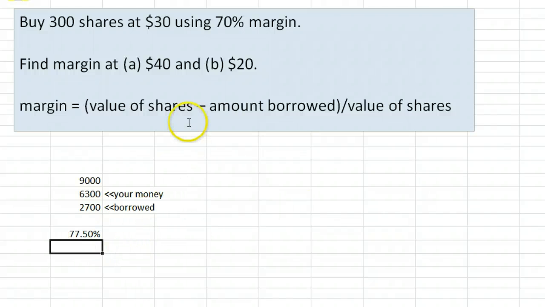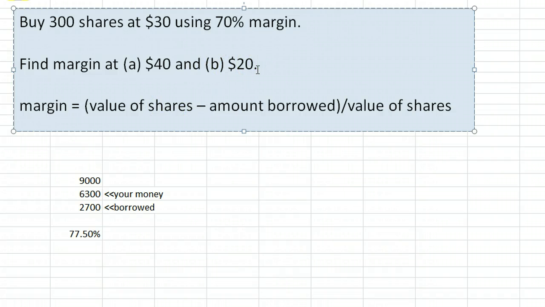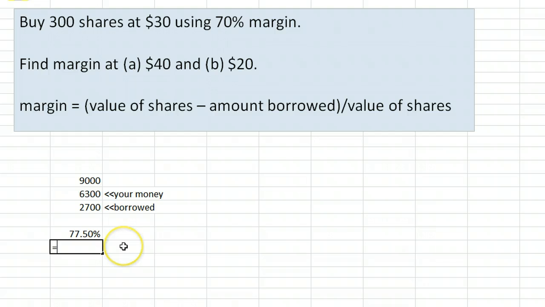If, on the other hand, the value of the shares falls to $20, we're going to use the same formula. Our margin is equal to the value of the shares, 20 per share times 300 shares, minus the amount that we borrowed, 2,700, divided by the value of the shares, $20 per share times 300 shares. Now our margin is 0.55, or 55%, meaning again, of the total value of the shares, 55% of it represents our money. The rest of it is borrowed. Notice when the stock price went up, the margin went up. When the stock price went down, our margin went down.